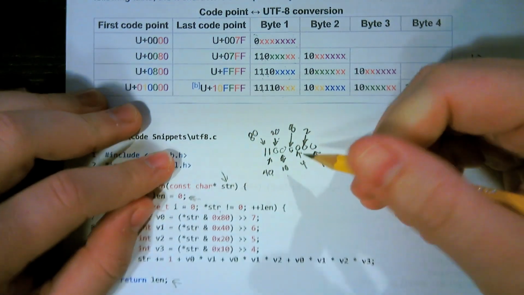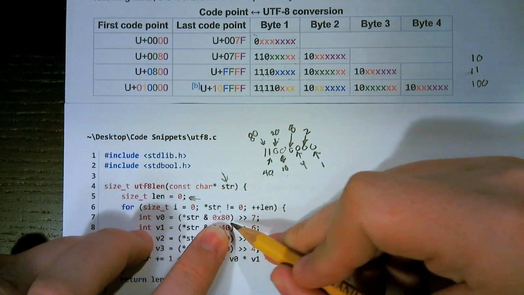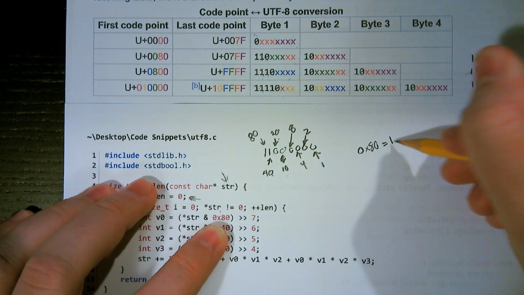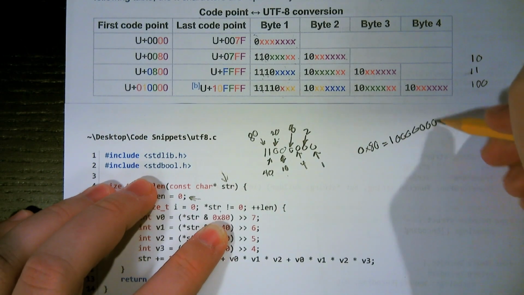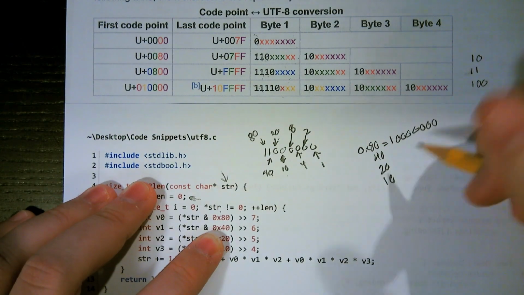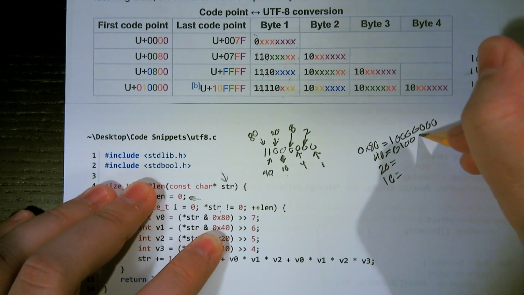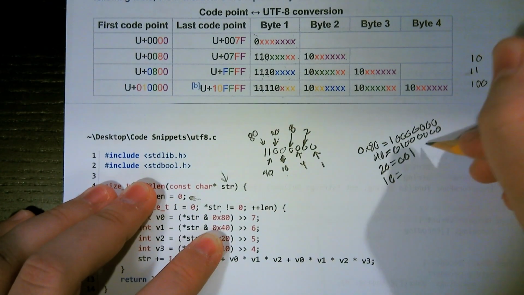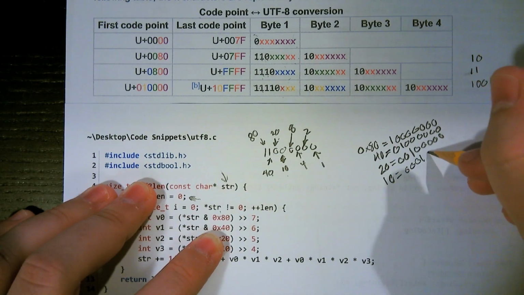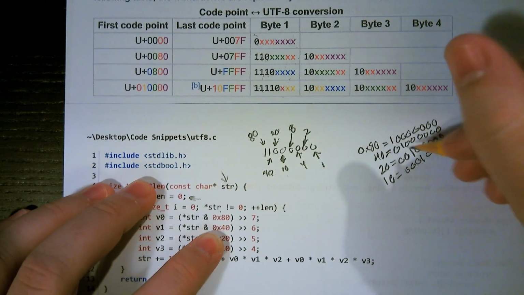And that's what we see here. So we're masking the byte by 0x80. So 0x80 is going to be equal to 1, 0, 0, 0, 0, 0, 0, 0. 0x40 is going to be the next one. So 0x40, 0x20, and 0x10 are going to be respectively 0, 1, 0, 0, 0, 0, 0, 0, then 0, 0, 1, 0, 0, 0, 0, 0, and then 0, 0, 0, 1, 0, 0, 0, 0. So you can see that it makes a diagonal line essentially here.